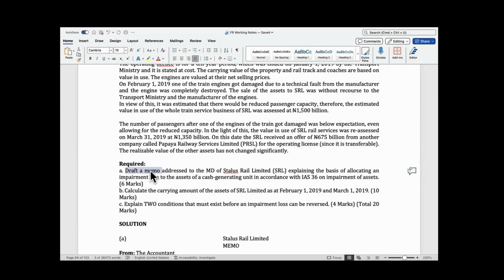When the examiner says draft a memo, you draft a memo. Don't just start writing, draft a memo for them. When the examiner says calculate, you calculate. Don't start explaining. When they say explain, you then explain. When they say discuss, discuss is even more detailed than explain. Discuss in the light of the information given in the scenario. Then you carry out some in-depth evaluation, some discussions that are relevant in the context given in the question. So we always take this seriously.